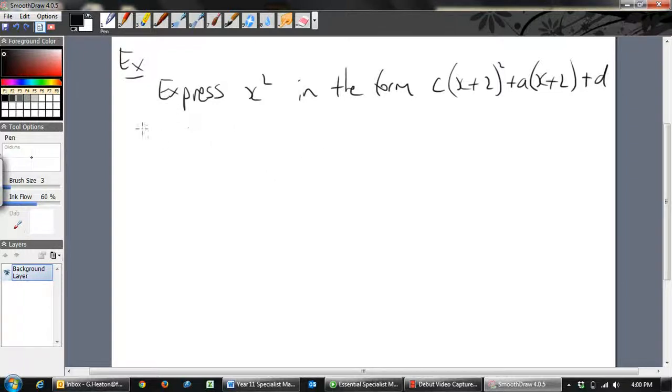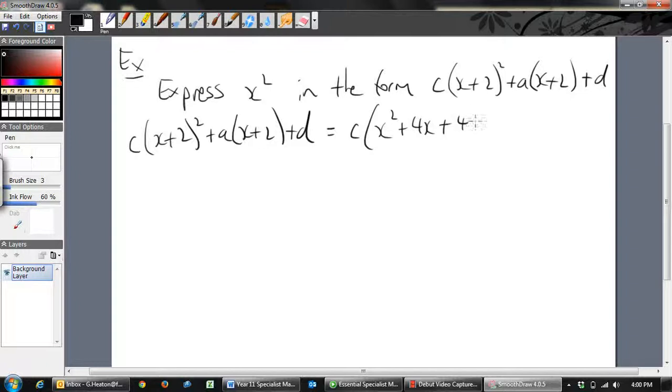So I'm going to expand it out. c(x plus 2) squared plus a(x plus 2) plus d equals. Let's expand this out. This is c. Let's expand out x plus 2 squared. We'll have x squared, and we'll have 2 times x, 2x times 2, so that's plus 4x plus 4. So that's how we do a perfect square. And I'll just expand this out. ax plus 2a plus d.